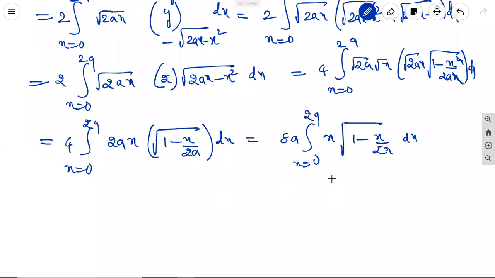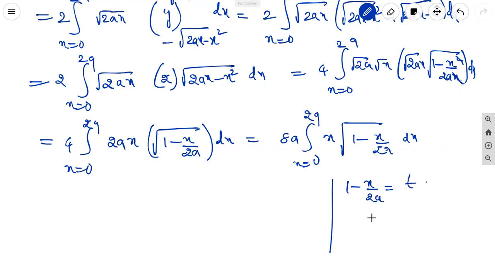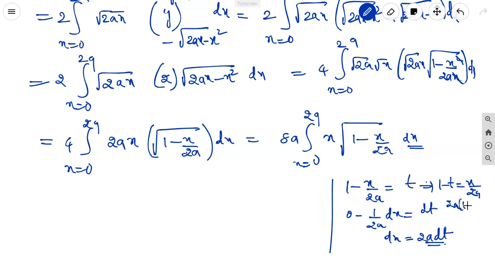Now we can take 1 minus x by 2a is equal to, suppose t, then derivative on both sides. It's 0 minus 1 by 2a, x derivative is dx equal to dt. So dx equal to 2a into dt. In this place, we can write dx equal to 2a into dt. From this, 1 minus t equal to x by 2a. So x is 2a into 1 minus t. Now we can take the integral.